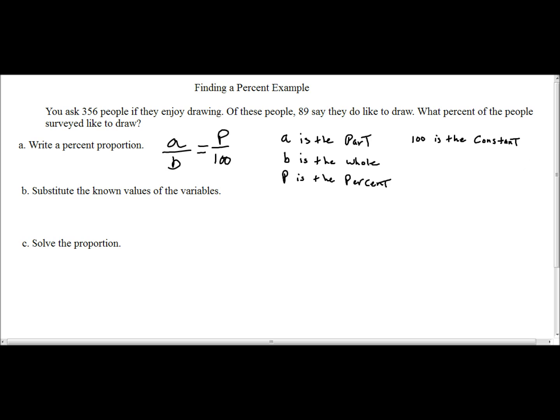The second thing we need to do is substitute our known values. So as we go back and look through the problem, we want to see what is it that they're giving us. First, they said 356 people. Okay, so as we get ready to look at our A and B, 356 people is the total amount. That's the whole.